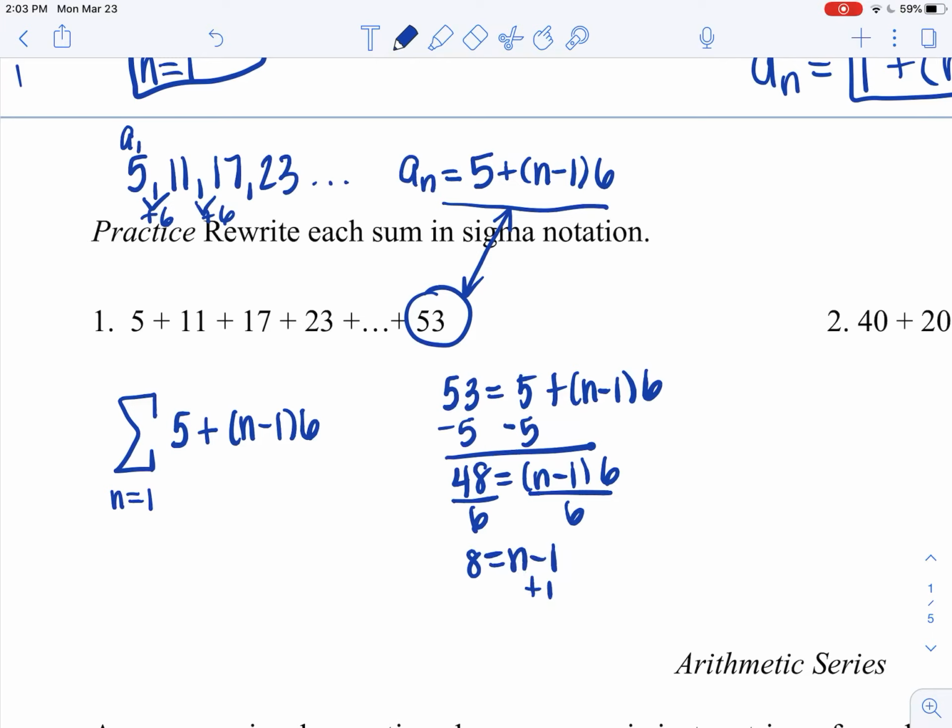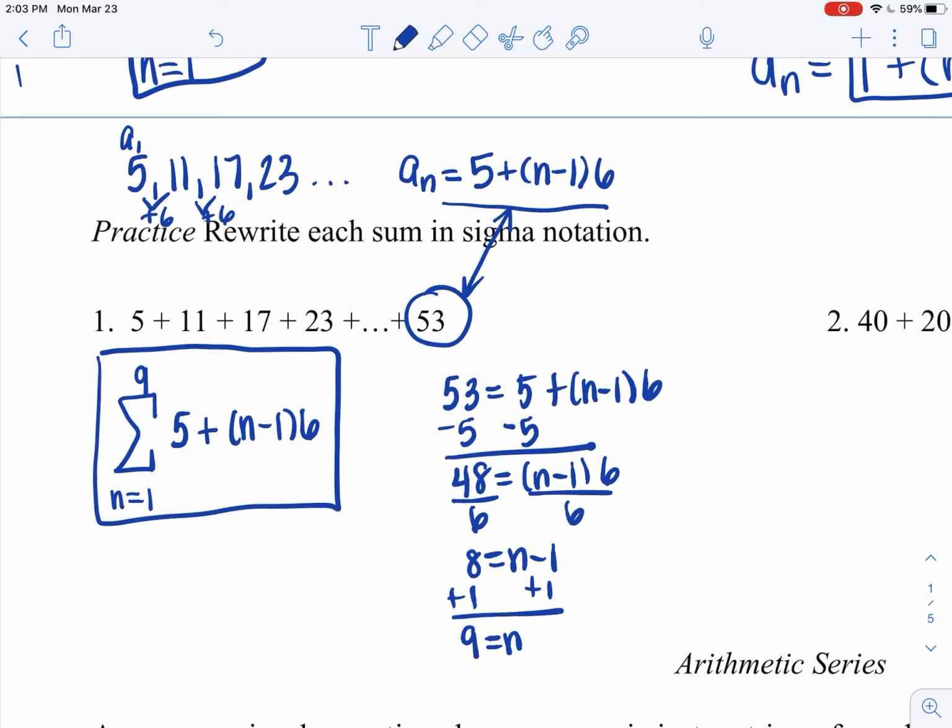If I divide both sides by 6, I get 8 equals n minus 1. Or if I add 1 to both sides, I get n equals 9. I now know that 9 has to be the n at the top of my sigma in order for my last term to be 53. Okay, and now I've expressed this in sigma notation.